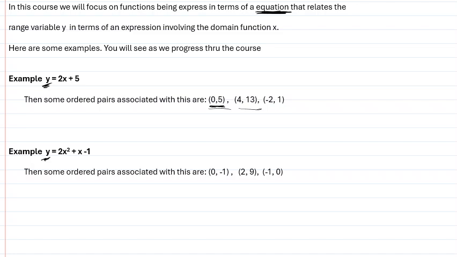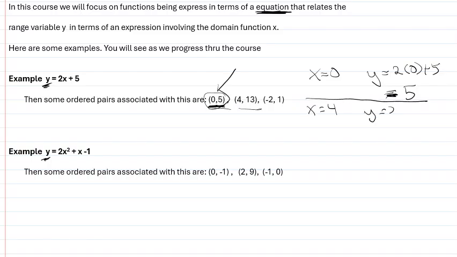In this ordered pair here, I'm telling you x is equal to 0. Well, if x is equal to 0, y has to be 5. Plug in x equal to 4. If x is equal to 4, y has to be 13. So that's basically what you do. That's how you get your ordered pair.